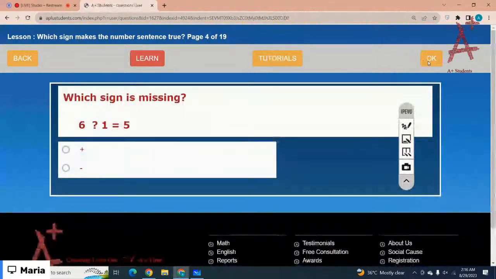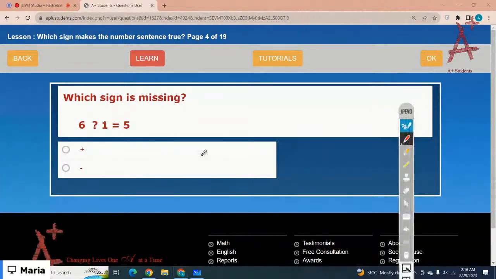The next one is 6 missing sign 1 equals 5. So which is the correct option? You have to try with the positive sign first. 6 plus 1 equals 5. Let's see if it is the correct option. 6 plus 1 equals 7, right? That means that this is not the correct option.